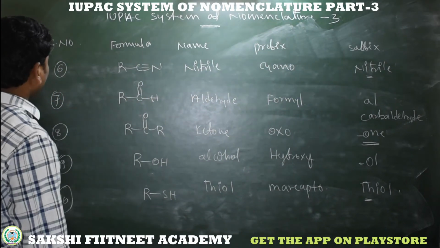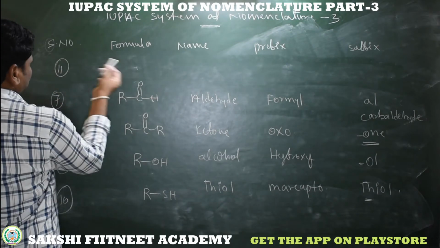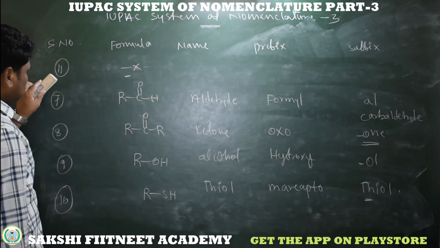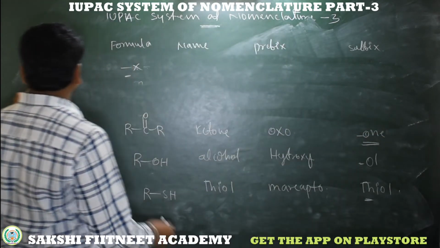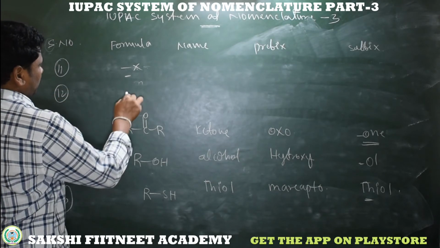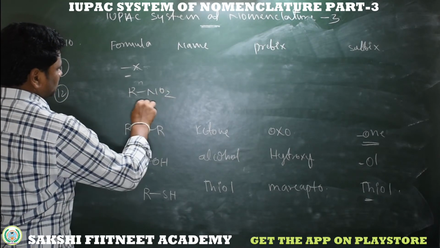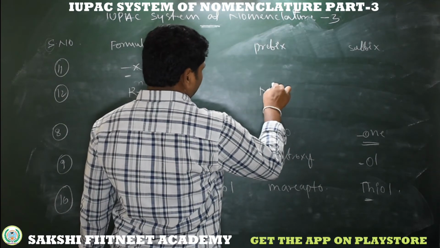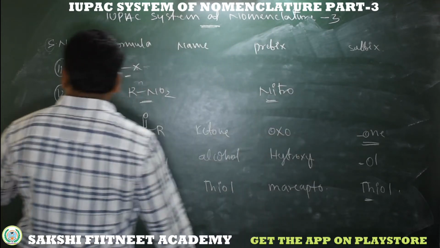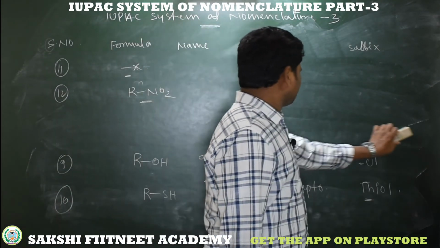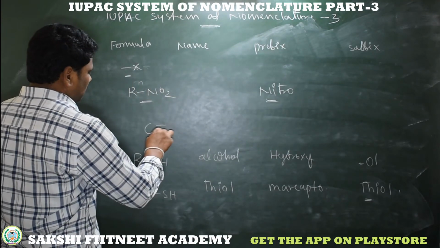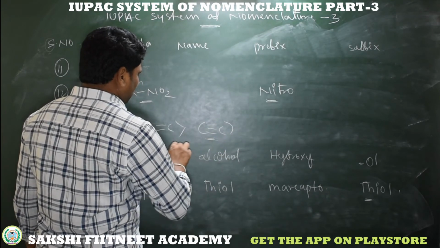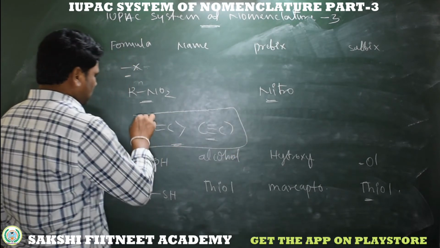Here I am taking the eleventh priority group, that is halide substituents. We know bromo, chloro, iodo, like so. After halogens, the twelfth priority group is the nitro group. Directly you can write nitro. So what about the prefix name? It becomes nitro. Now coming to unsaturation, what is the priority order? Carbon to carbon double bond has more priority than carbon to carbon triple bond. Just remember this, it's very important.